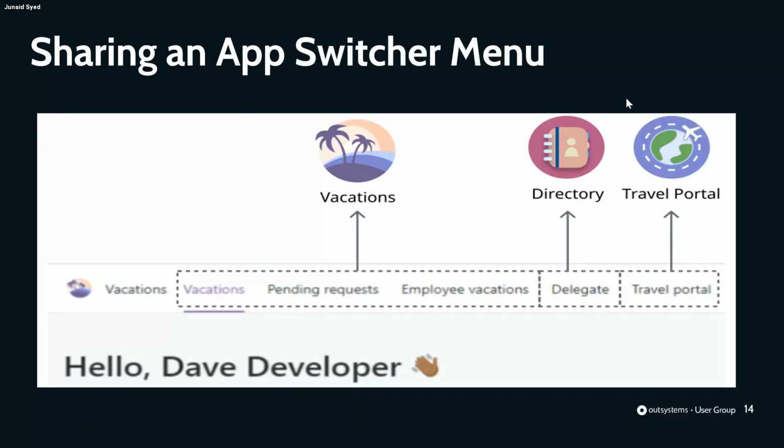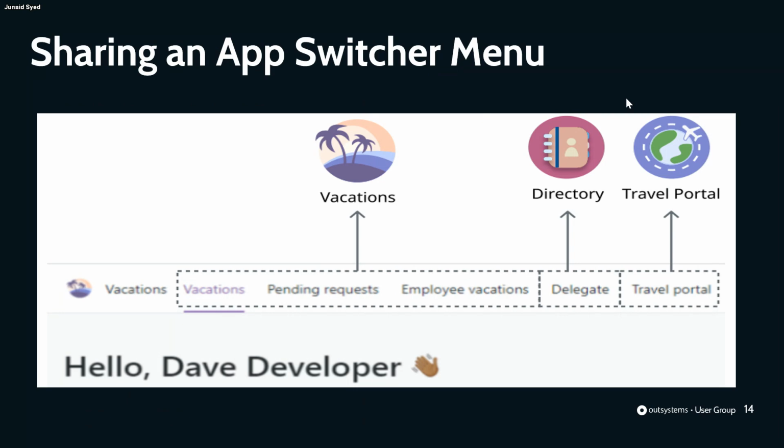Then comes another use case where we want an app switcher menu. It is more like an orchestration application, right? We have different applications like vacations, directory, travel portal. There would be a common orchestration layer, or a screen where the user lands as soon as he logs in, and he would see different options for the different applications to navigate to. He can select any one of these options and navigate to the respective application.